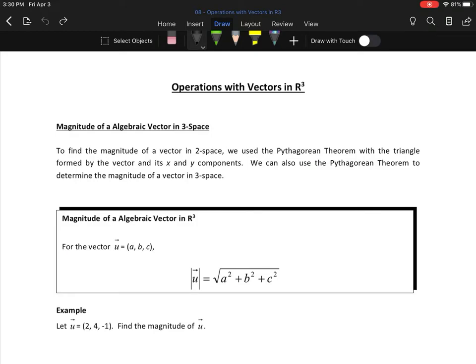Okay, today, operations with vectors in R3. After we've set up the two-dimensional case, the three-dimensional case is no big deal here. It's really nice working in R3. First of all, magnitude of an algebraic vector in 3 space.